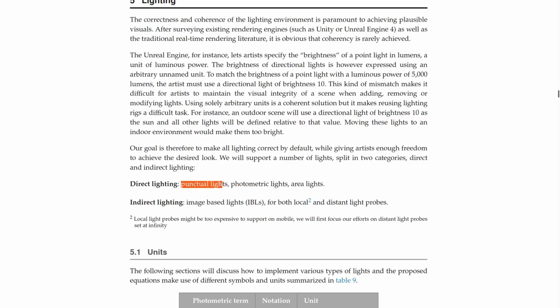So direct is point lights, photometric lights, and area lights. I guess that's not image-based. So indirect lighting is image-based lights for both local and distant light probes.